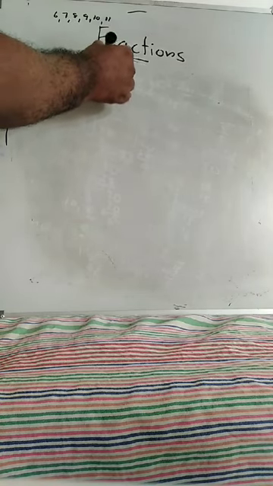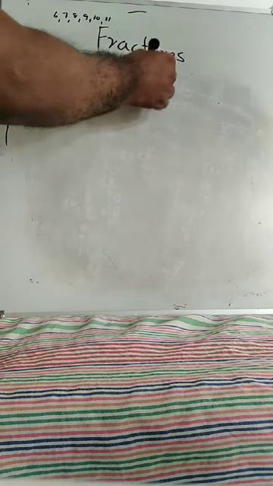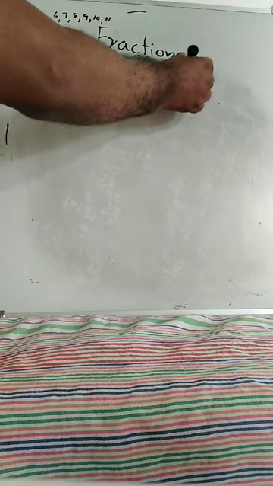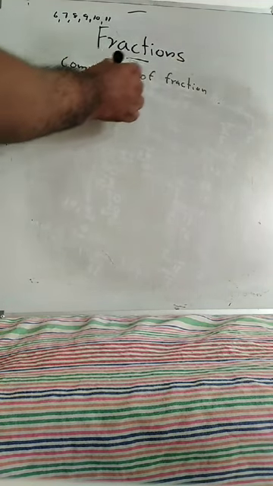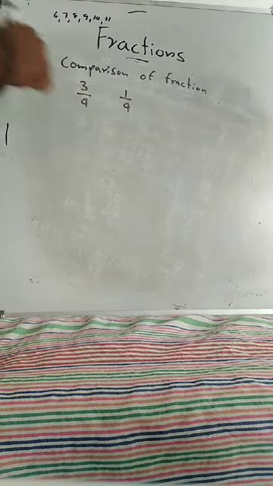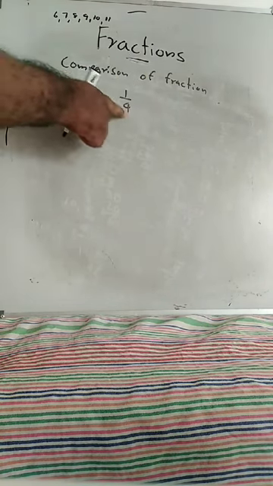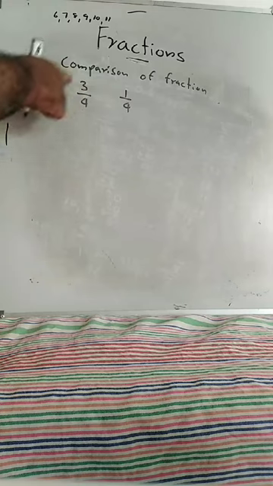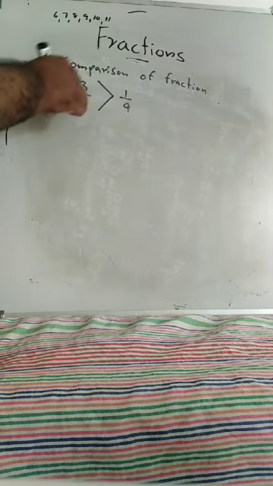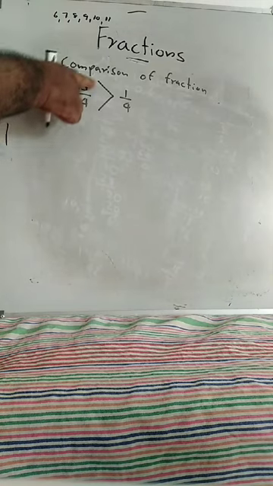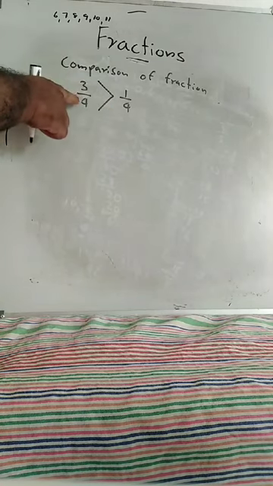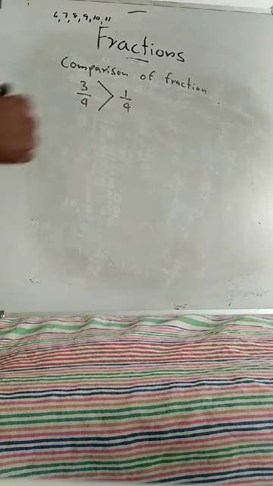Then comparison of fractions. Last one. Comparison of fractions. Now compare 3 upon 4 and 1 upon 4. What is the biggest number? Then you can see the denominator is equal, no? This 3 upon 4 is the largest one. 3 upon 4 is greater than 1 upon 4. You can see, no? Right. Then another one.